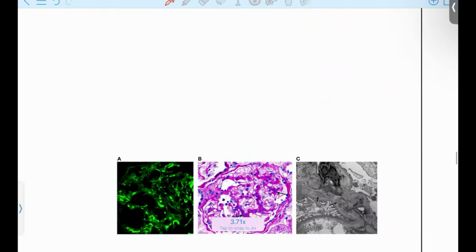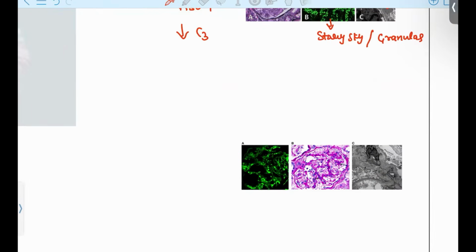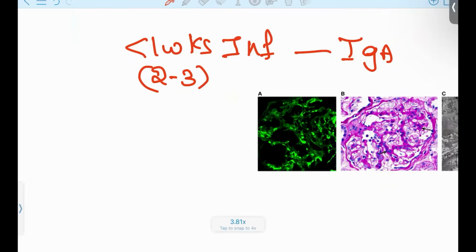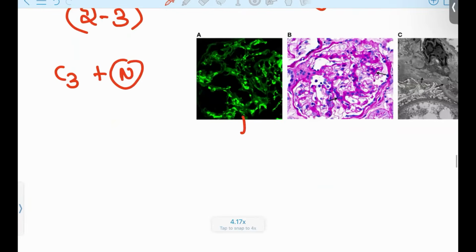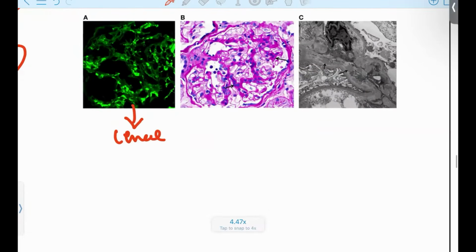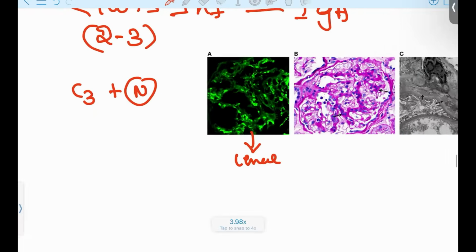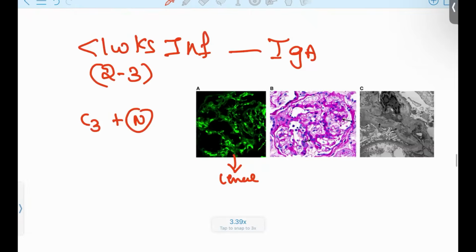So what is the difference between the IgA and the PSGN? IgA is also associated with the infection, what we discussed. But this is less than 1 week only. Okay, within 2 to 3 days post-infection only, IgA is presented. And in IgA, C3 levels are normal only. Okay, and this will be seen with the linear pattern. Not the granular pattern, it is in the linear pattern only. C3 levels are normal. That is the main difference between the PSGN and the IgA.